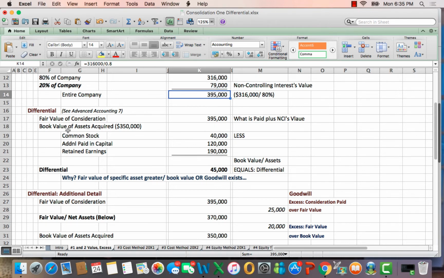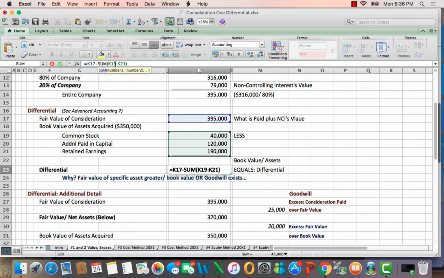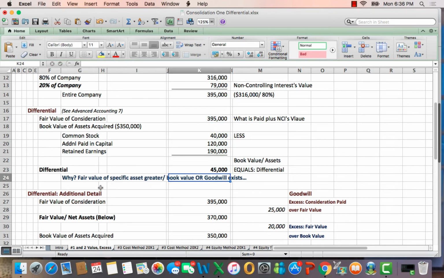And we're going to assume that the book value of the assets that were acquired is $350,000, and we come up with that total as the sum of these numbers. So the difference between $395 and $350, the sum of these numbers, is the differential, $45,000. And the differential goes to fair market value of specific assets or goodwill, one of the two.